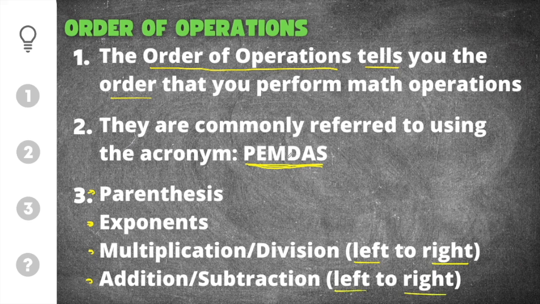Now, PEMDAS can be somewhat misleading because it can make you think that multiplication will always come before division and addition will always come before subtraction. But that's not the case. If division is left of multiplication in your expression, you'll actually do division first. And the same with subtraction. If there's a subtraction symbol to the left of the addition symbol, you'll actually do the subtraction symbol first. So don't get confused when you're solving any expression using the order of operations.